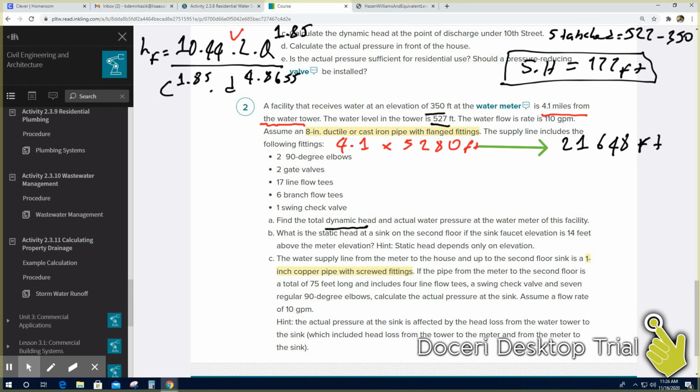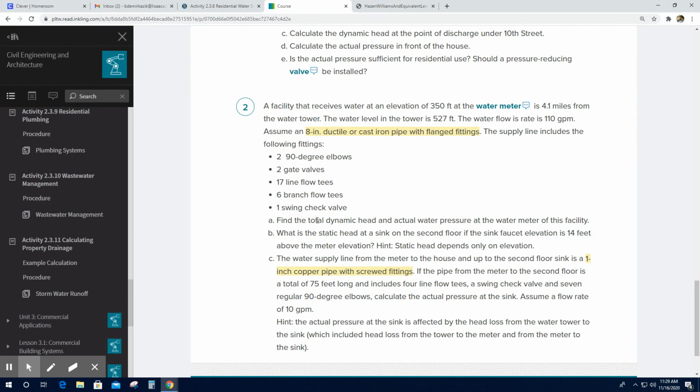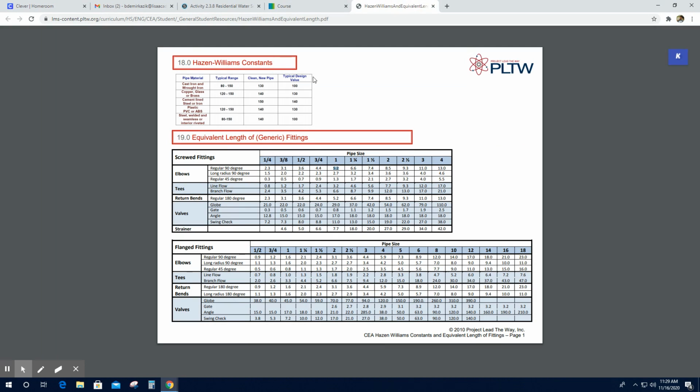Now I need to convert the fittings also. I need to find the length of each fitting. I'm going to calculate the 2 90-degree elbows, 2 gate valves, 17 line flow tees, 6 branch flow tees, and 1 swing check valve. Where can I find them? I can use the Hazen-Williams equivalent length PDF document that is provided to you. You can find each one.